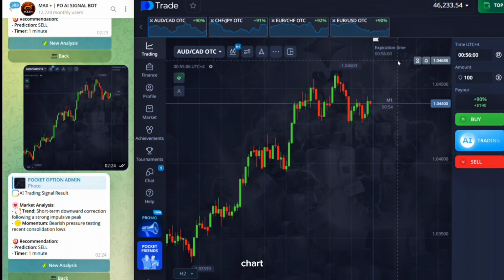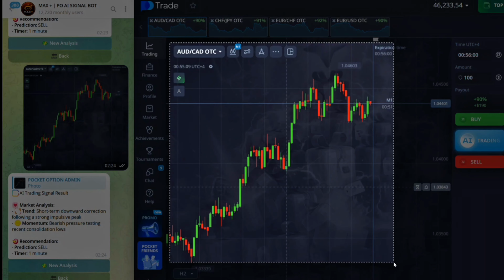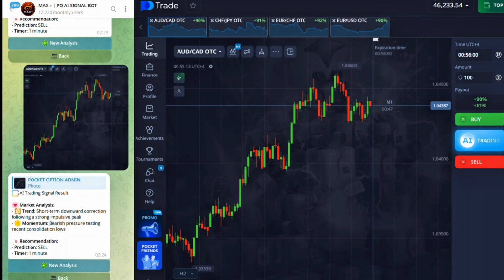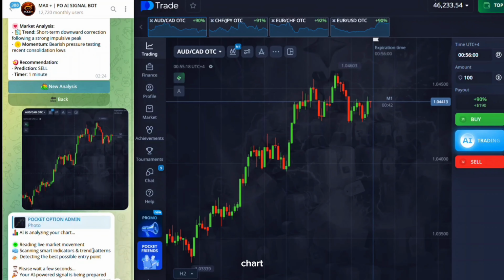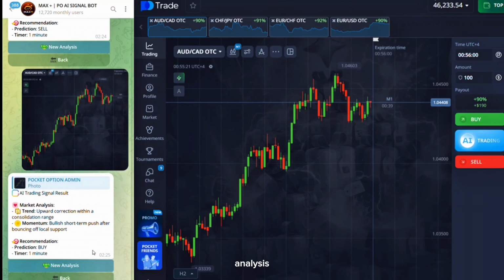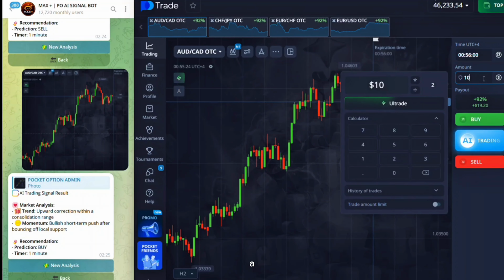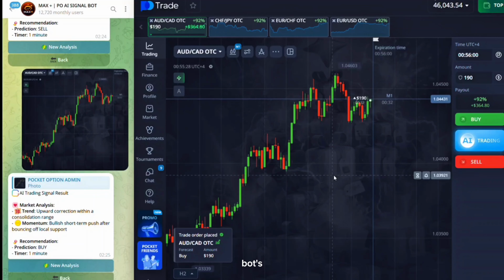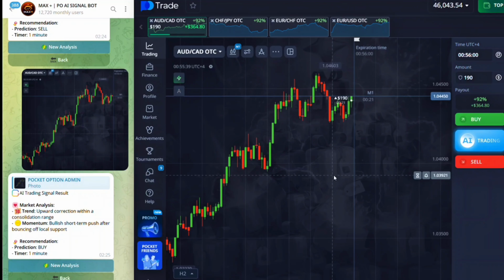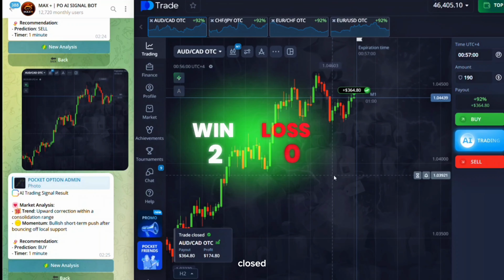Now let's test another chart. I'll take a new screenshot and upload it to Max Plus Bot. The bot is analyzing the chart. The analysis is complete. Max Plus Bot is suggesting a buy trade. We'll change our amount up to $190. Let's place the trade and follow the bot's analysis. The trade is now active. The position has closed. Trade win.